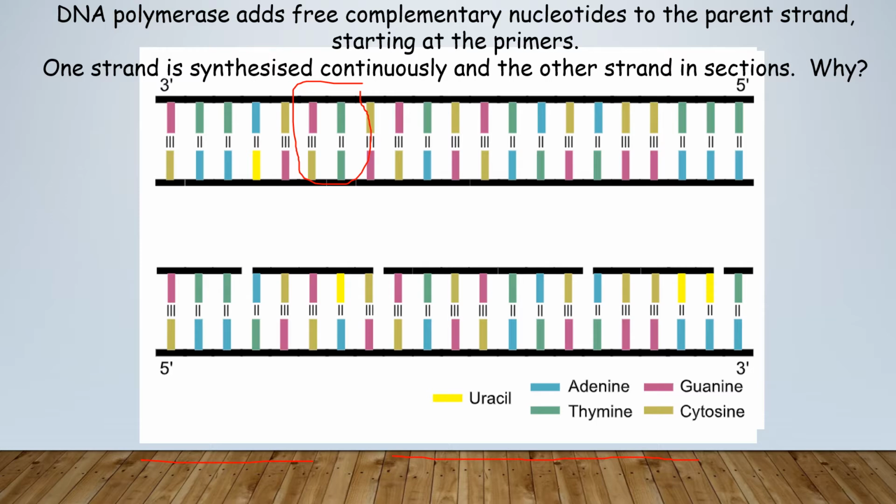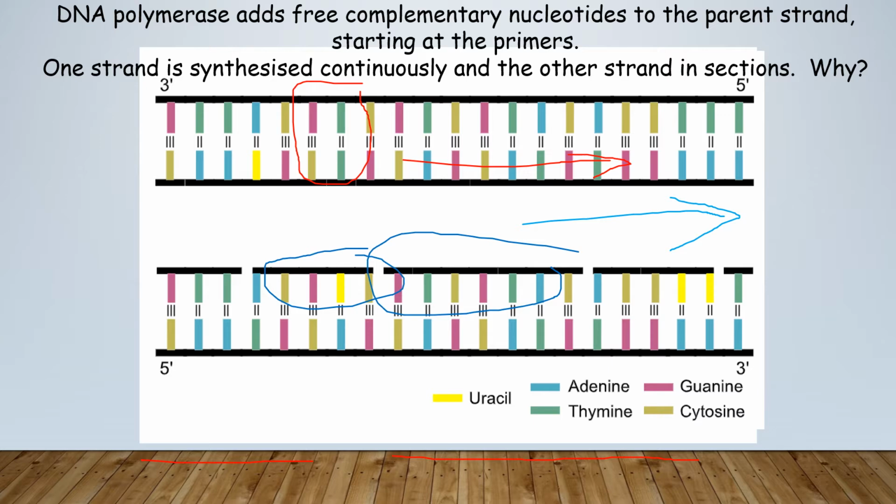However, there's something a bit strange. This strand along the top is being synthesized in a continuous manner. This strand along the bottom is being synthesized in fragments. So why might that be? It does relate to the direction in which DNA helicase is moving. So it moved this way. It split our double helix in two. So this is where it's being unzipped effectively. And you'll note that DNA polymerase was moving in this direction on this chain and this direction on this chain.